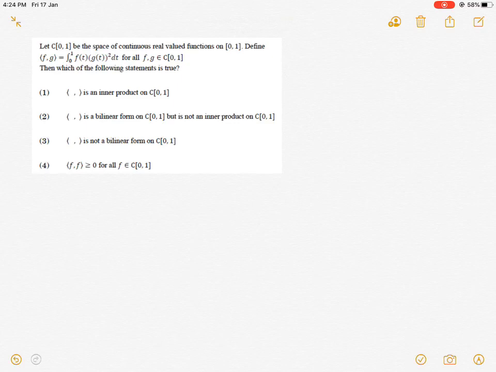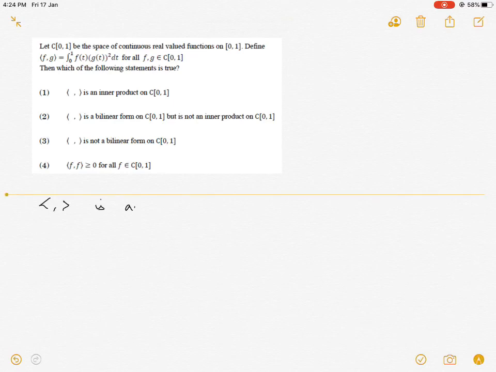This is a question from linear algebra which had been given in the CSIR NET 2019 December session. We are given C[0,1] and a function defined on the space C[0,1] cross C[0,1]. We will check the validity of the given three conditions.